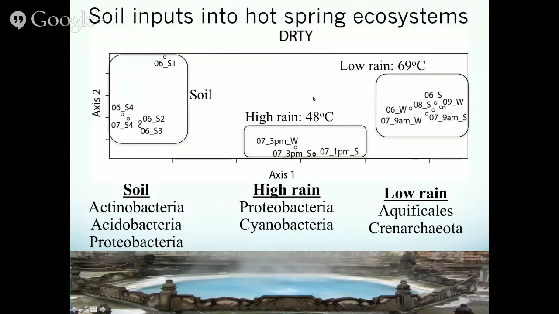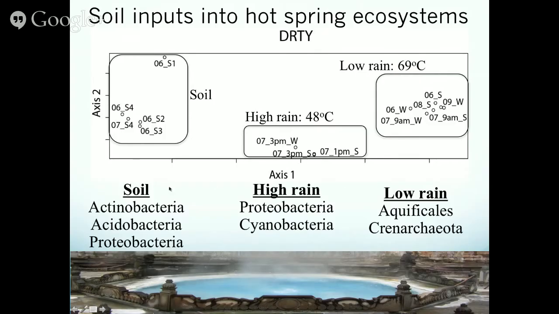When we had those high rain events, we can see water going into it, and the temperature decreased to about 48 degrees Celsius. The pH remained the same, about 2.5 for both of these. There was one time period where we were able to sample both before and after of this high rain event. And interestingly, this community quickly recovered within 24 hours and went back to its original community structure.